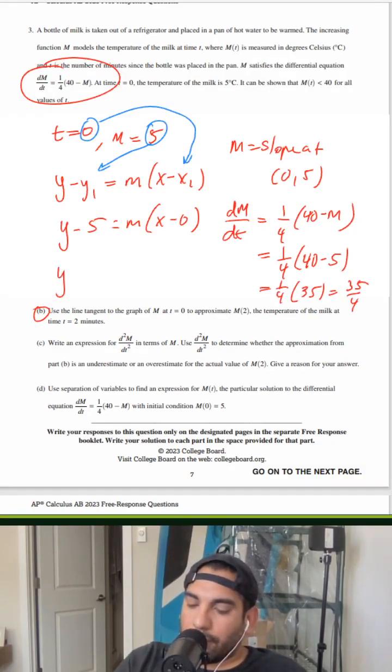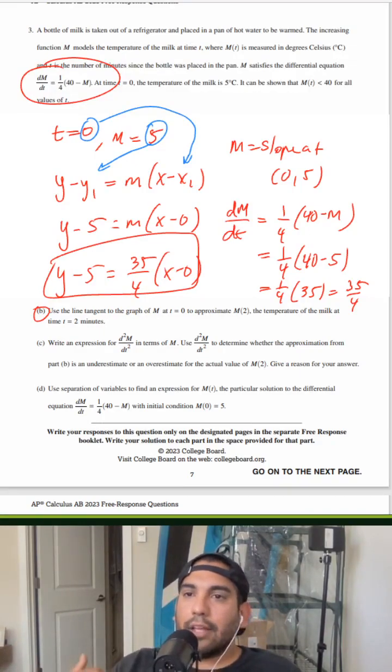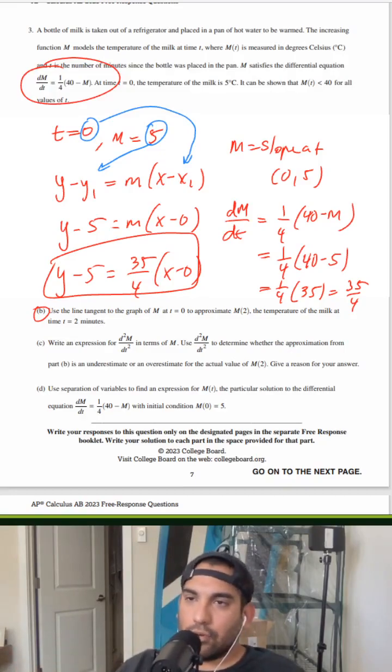So we're going to get a point for this: y minus 5 is equal to 35 over 4 times x minus 0. That's 1 point, because that's the equation of the tangent line. And then now what they want is they want us to estimate m of 2. So all we have to do now is plug in 2 in for the x value.